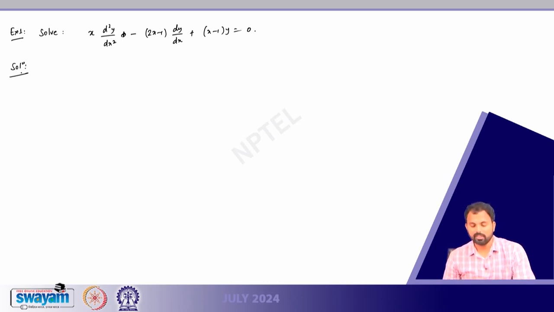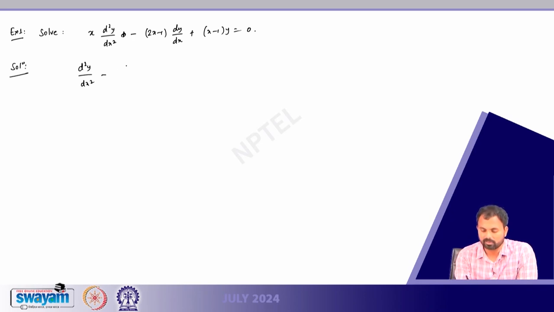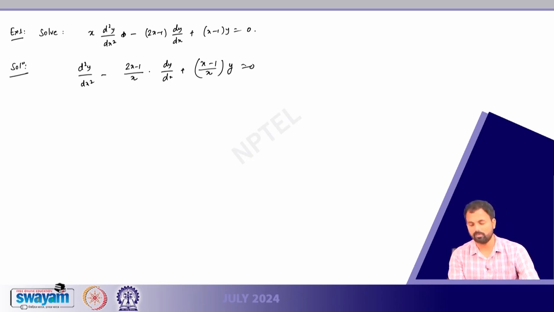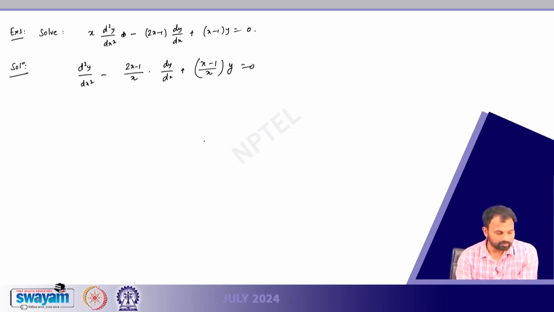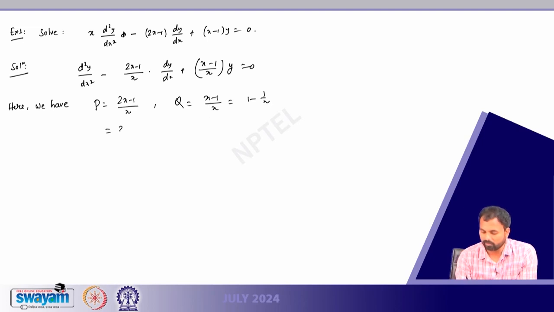Here we have functions of x and y. Assume that x is non-zero and let us divide both sides by x. So, this will become d square y by dx square minus (2x minus 1) by x into dy/dx plus (x minus 1) by x into y equals 0, right. So, we have just simplified it a little bit. We divided by x and we obtained this. So that here we have capital P equal to minus (2x minus 1) by x and capital Q equal to (x minus 1) by x, which is basically 1 minus 1 by x. So, here also I have 2 minus 1 by x, right.